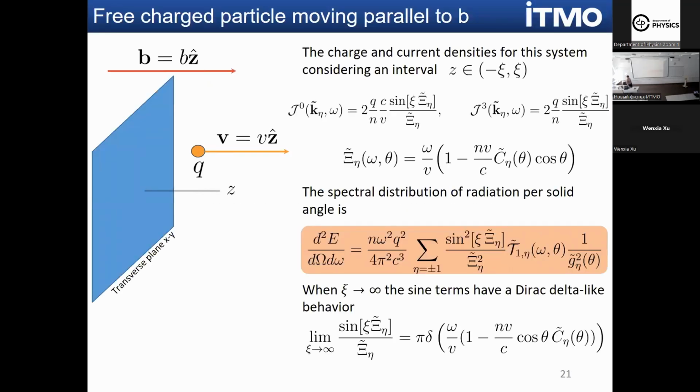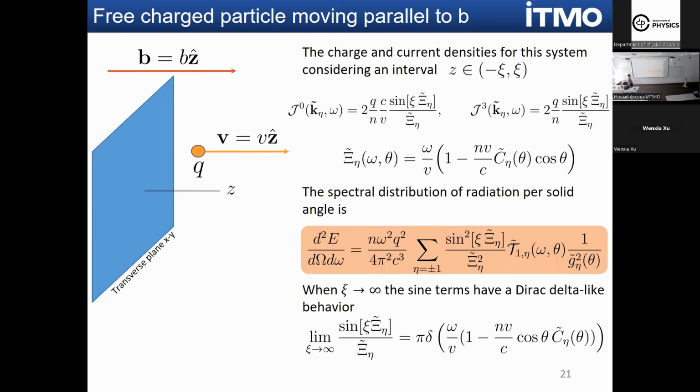We consider first a charged particle traveling parallel to the vector B. We consider a traveling interval between this parameter minus xi and xi. So the traveling current densities are these ones here, which depend on this psi function. Let me do the calculation, but the spectral distribution per solid angle is given by this expression here.